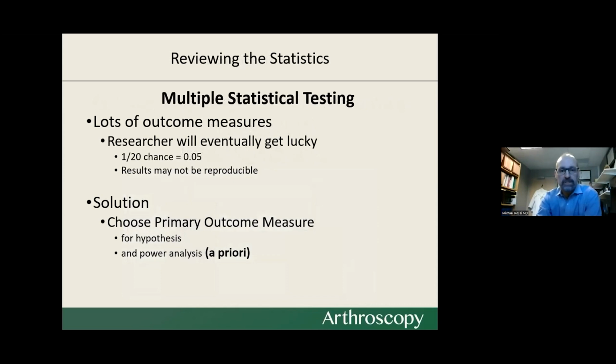Of course, multiple statistical testing. Of course, if researchers use 20 different outcome measures, they will eventually get lucky, and that's a p of 0.05, and the results may not be reproducible. Of course, the solution is to choose a primary outcome measure for your hypothesis that has been tested for a pre-study a priori power analysis.